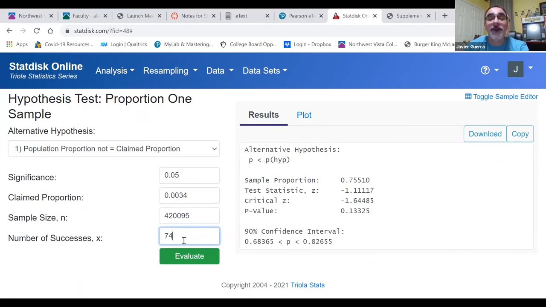All good? Did I type everything right? Should I hit evaluate or did I mess up? Ah, look, I messed up. This was supposed to be 005. And this one should have an extra zero.